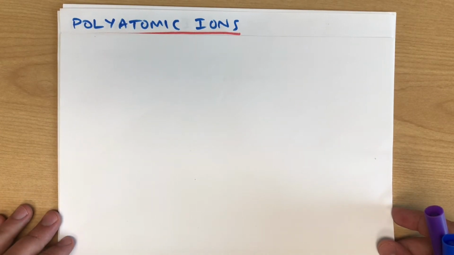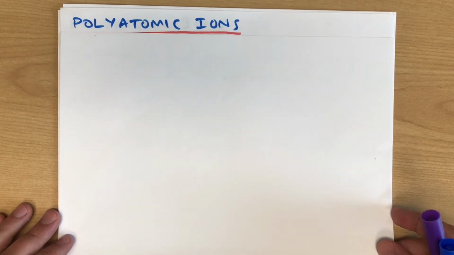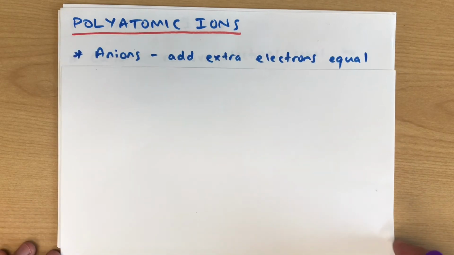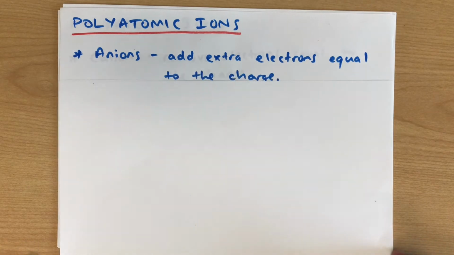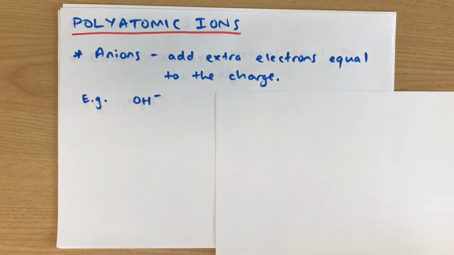Now let's consider polyatomic ions. Polyatomic ions are effectively molecules that have gained or lost electrons to become charged. There are 2 types of polyatomic ions, cations and anions, depending on whether they have lost or gained electrons. Anions have gained electrons, so all we need to do when drawing the Lewis structure of an anion is add extra electrons equal to the charge. So let's have a look at some examples here.